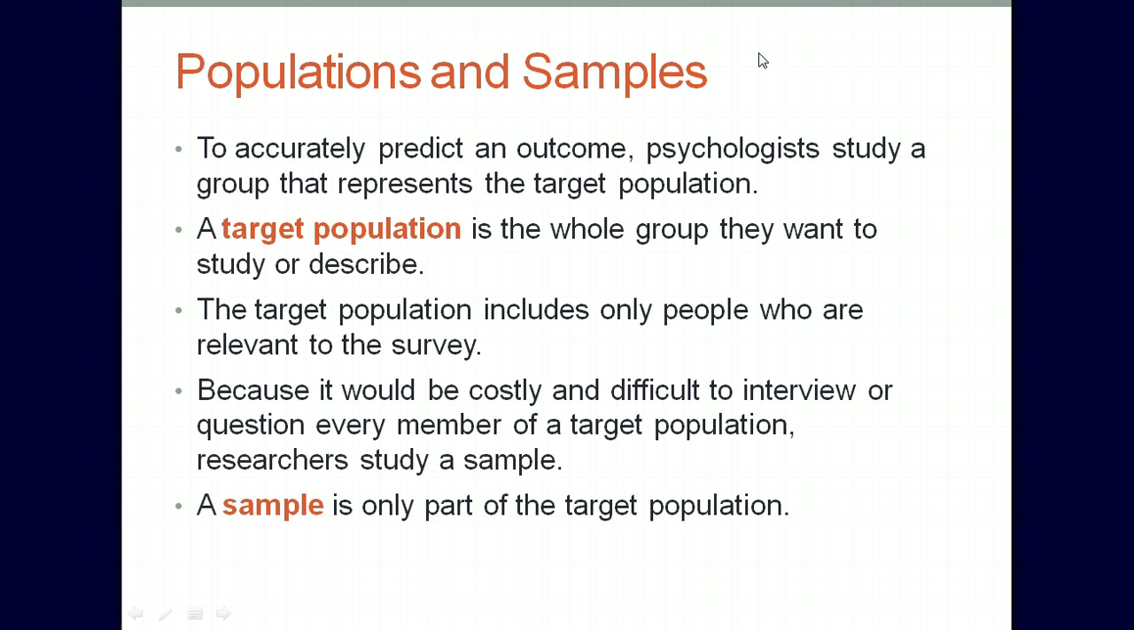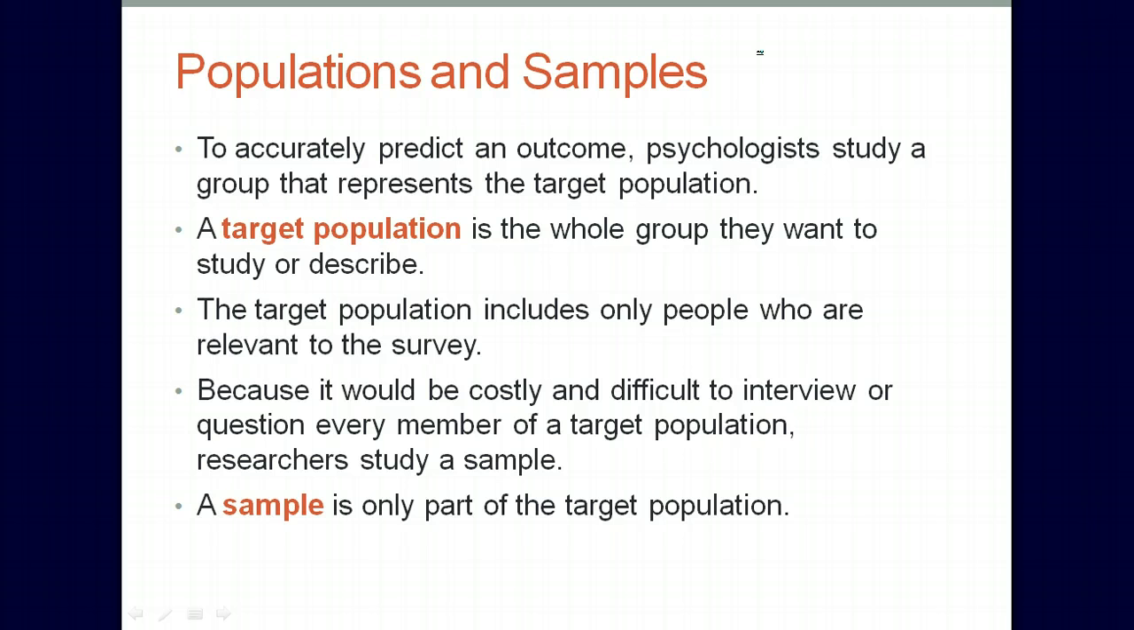All right, populations and samples. So to accurately predict an outcome or to get this survey distributed, psychologists study a group that represents the target population. The target population is the whole group they want to study or describe. So if I was asking what high school students think about politics, my target population are high school students in the United States. Those are only relevant to the survey. But there are millions of students in the United States. We can't possibly interview them all.